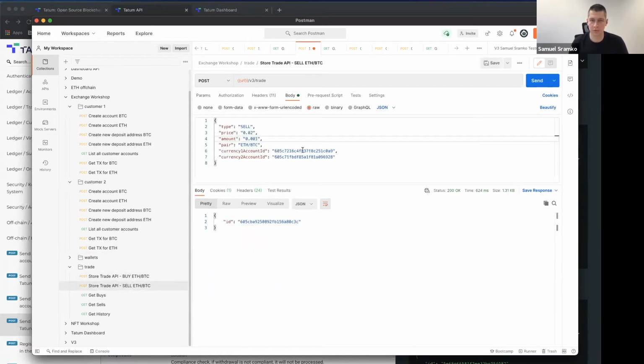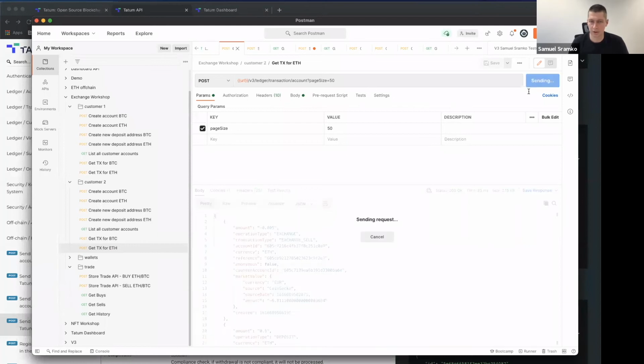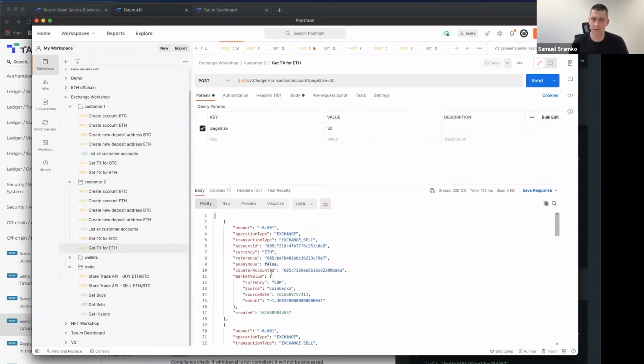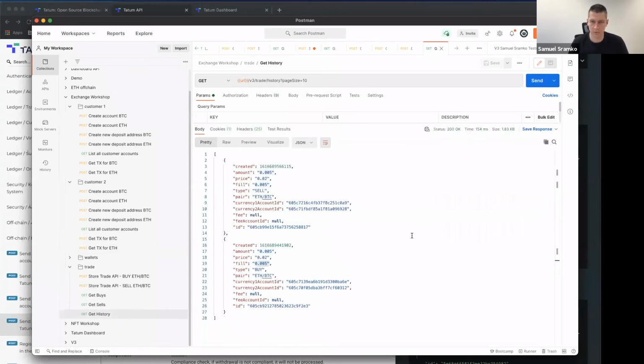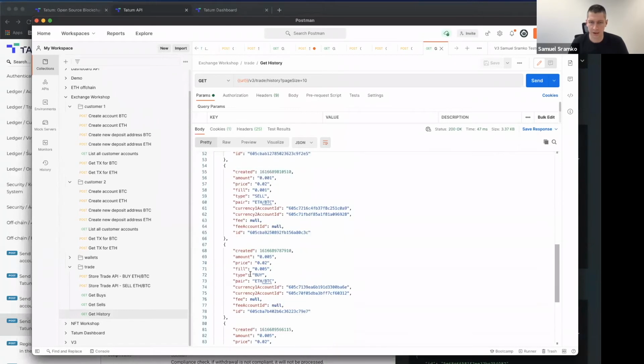So now when we invoke the sell trade 4 more times, we will match the whole trade. There is no sell, there is no buy, and we can see that there are multiple exchange trades inside the transaction history. Also, in the history of the trades, we can see that there were a lot of sell trades here and one buy trade, which is again filled for 100%.